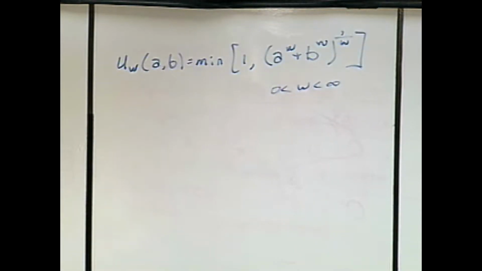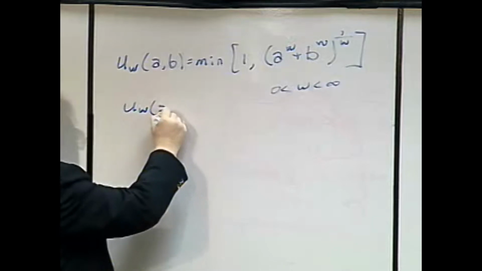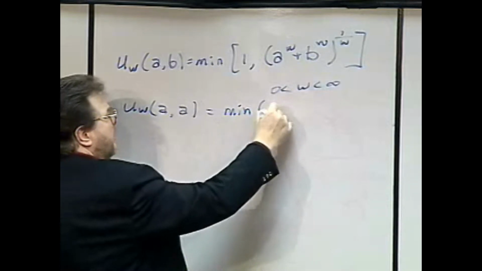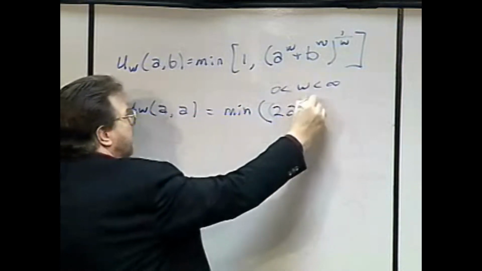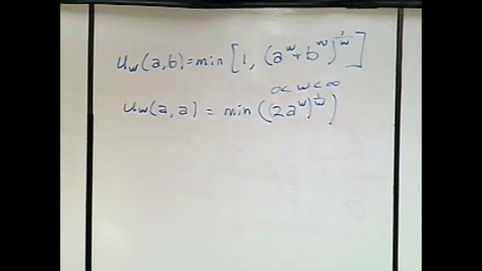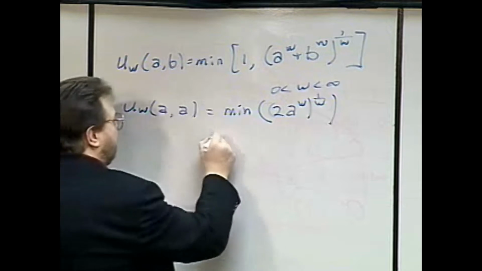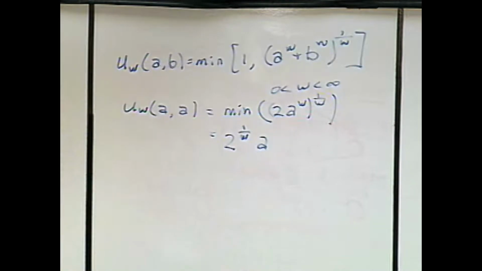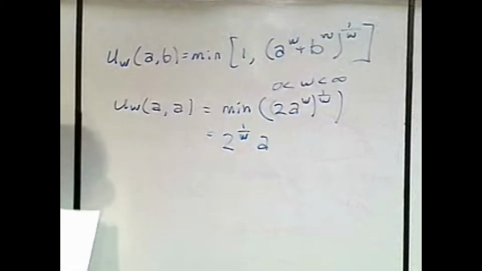Remember what idempotent means? That the union of A with itself should be equal to A. Now, is the union equal to that? Well, it's equal to the minimum of 1 and (2a to the w) to the 1 over w. If we perform a union of A with itself, we get 2 to the 1 over w times A, which is not idempotent, because if it was idempotent, we would like it to be equal to A, wouldn't we? And certainly it isn't. It's 2 to the 1 over w times A.